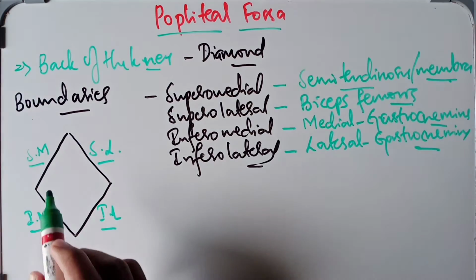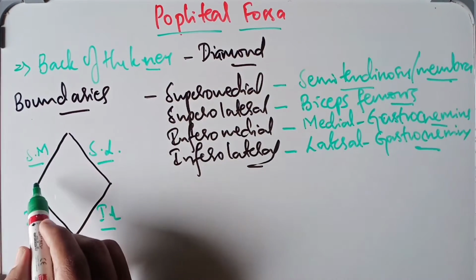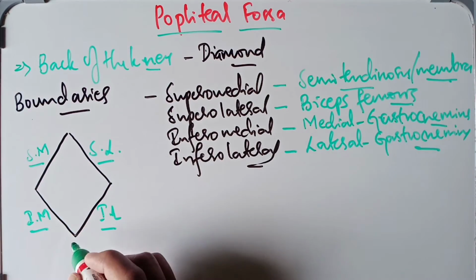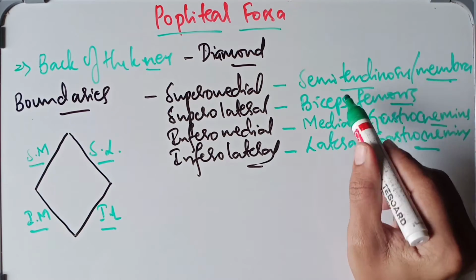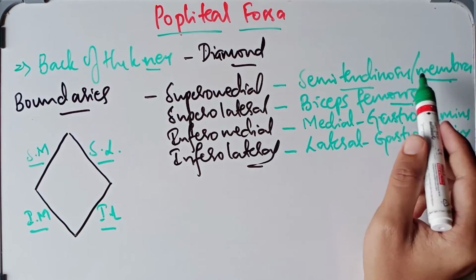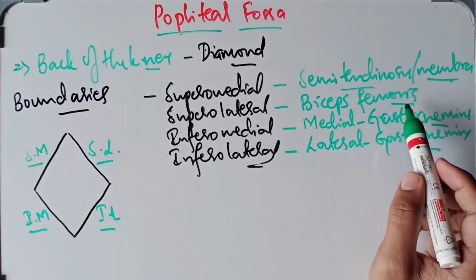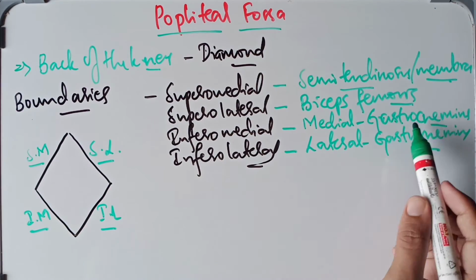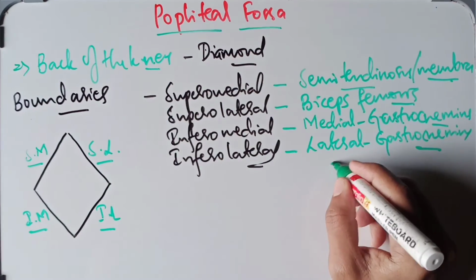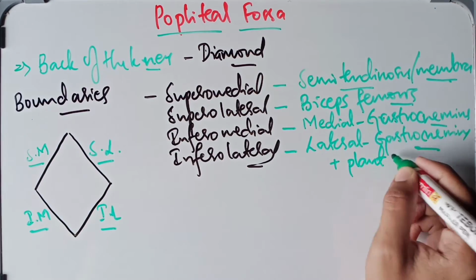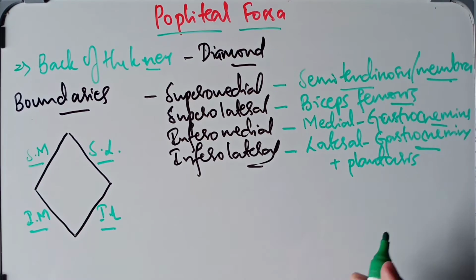Again, repeating it, we have four boundaries of the popliteal fossa. The superior medial boundary is formed by the two muscles, the semitendinosus and the semimembranosus. The superior lateral boundary is formed by the biceps femoris. The inferior medial boundary is formed by the medial head of the gastrocnemius, and the inferior lateral boundary is formed by the lateral head of the gastrocnemius as well as one more small muscle known as the plantaris. So this is about the boundaries of the popliteal fossa.